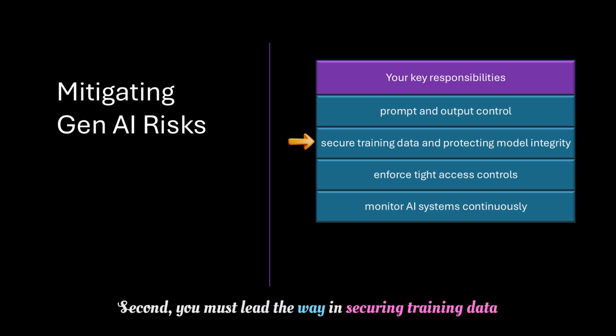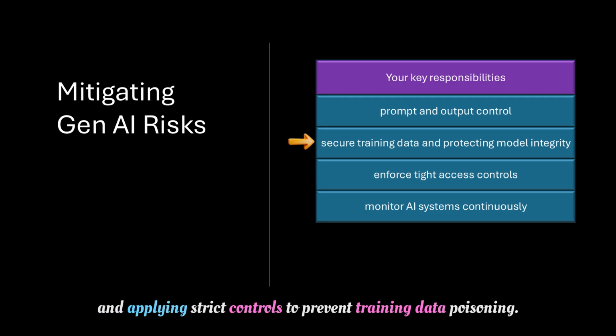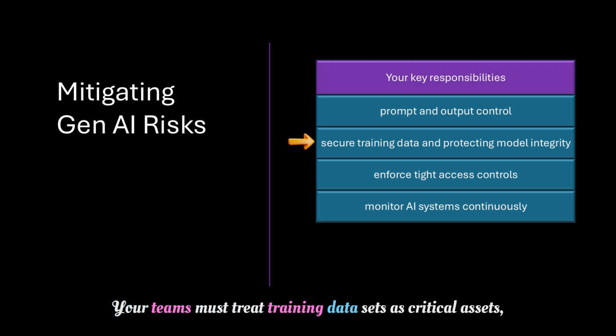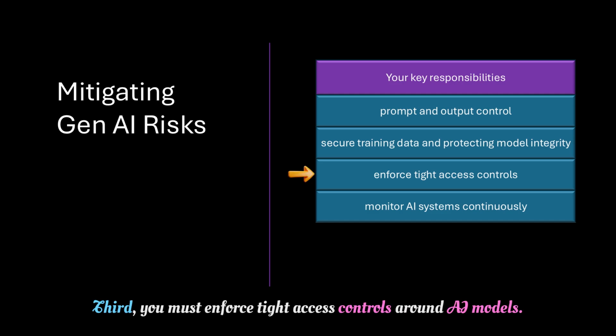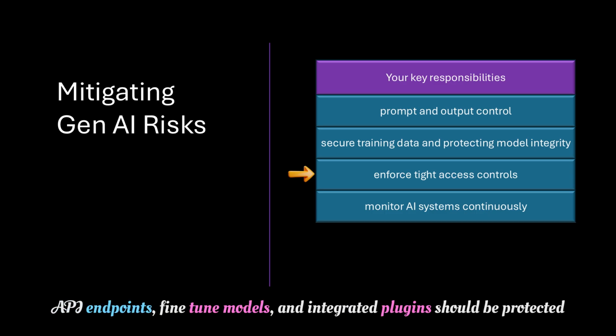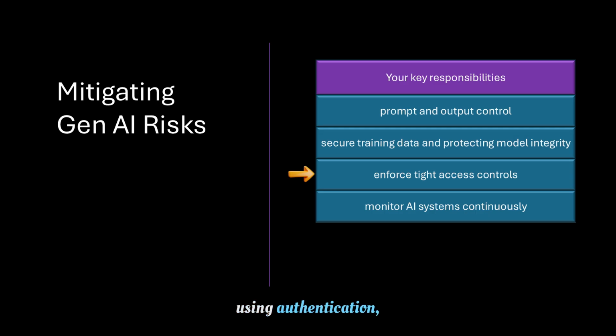Second, you must lead the way in securing training data and protecting model integrity. This means vetting your data sources, tracking data provenance, and applying strict controls to prevent training data poisoning. Your teams must treat training data sets as critical assets, just like production databases. Third, you must enforce tight access controls around AI models. API endpoints, fine-tuned models, and integrated plugins should be protected using authentication, rate limiting, encryption, and anomaly detection. Protecting the AI supply chain is non-negotiable.